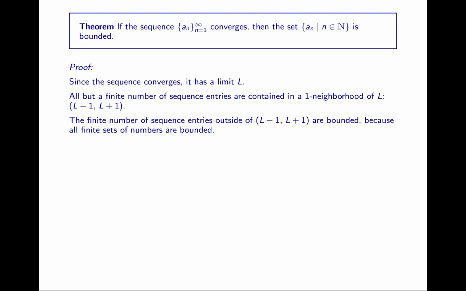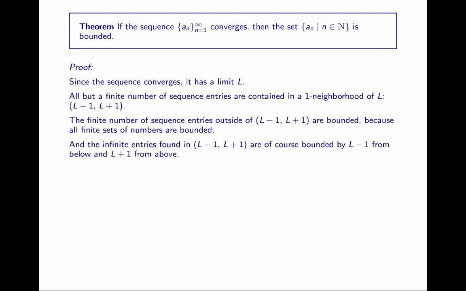Now, let's consider the finite number of sequence entries outside of that 1 neighborhood of L. Because there are only finitely many numbers outside of the neighborhood, that set of numbers must be bounded because all finite sets of numbers are bounded. It's like asking who's the tallest person in a room. Unless there are an infinite number of people in a room, someone's tallest. Now, the infinite entries found between L minus 1 and L plus 1 are, of course, bounded by, well, L minus 1 and L plus 1. Therefore, every single entry is bounded, those inside of my 1 neighborhood and those outside of my 1 neighborhood. So, all the entries are bounded. We've proven our result.